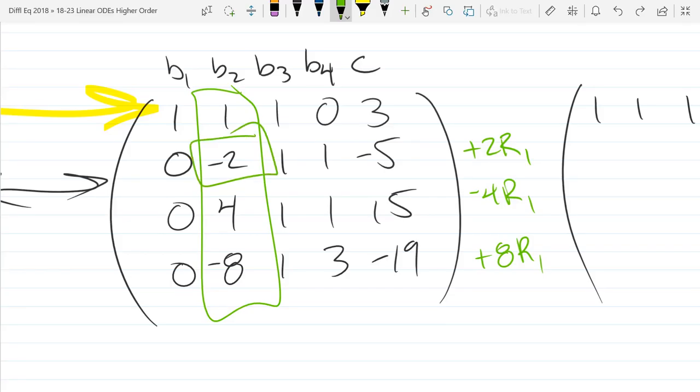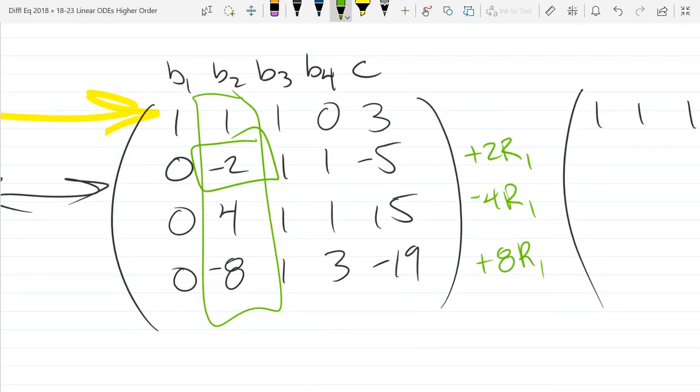The 2 is good because integer multiples of 2 are going to cancel out the other two rows. I could use the 4 or the 8, but then I'd be going into halves or quarters at that point. This way, 2 times negative 2 is negative 4, that cancels out. So we're going to use the second row.